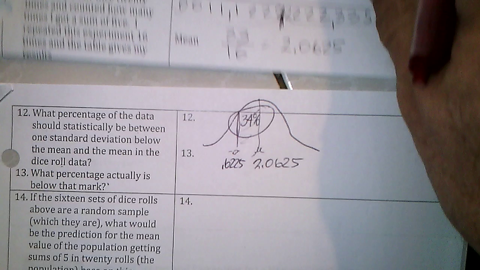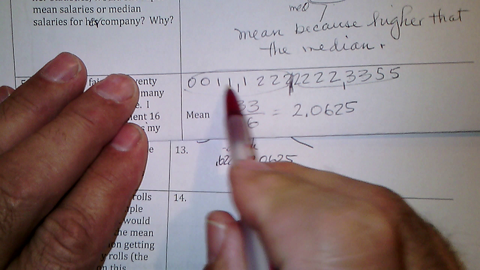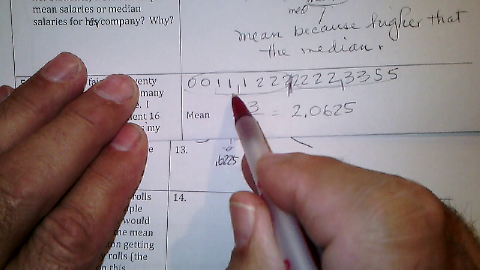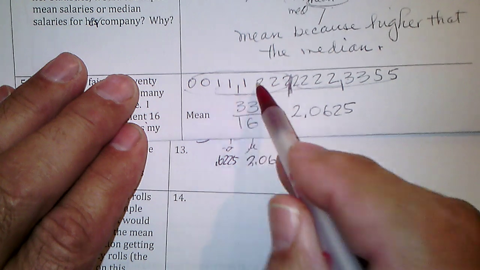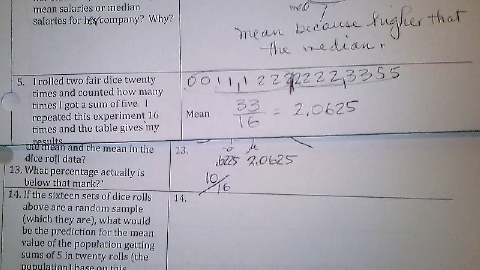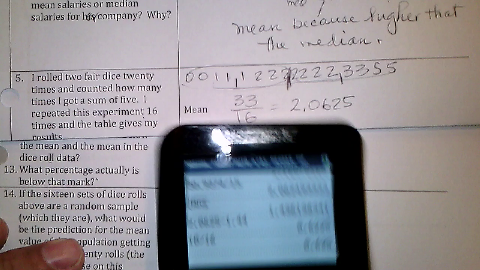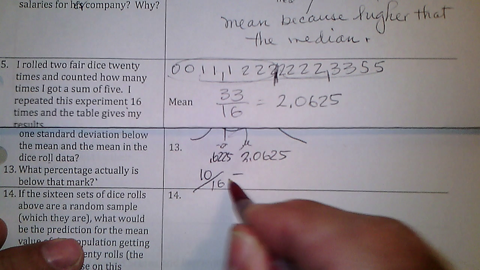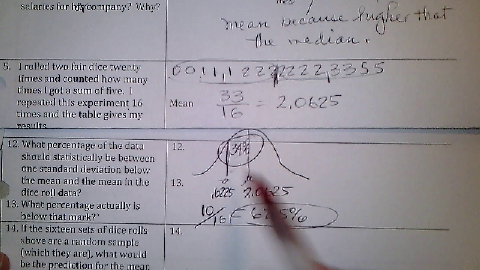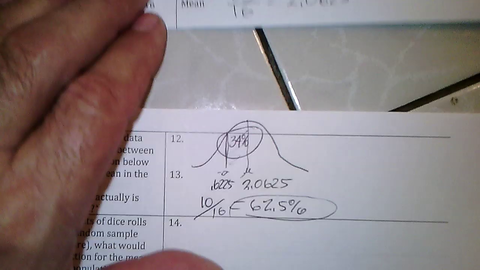Now, which of these data values are between, so they have to be bigger than 0.6, well, that would be 1 and up, and less than 2.06, so that'd be all the 1s and 2s. So there's 1, 2, 3, 4, 5, 6, 7, 9, 10 of them out of the 16, which is 62.5%. So 62.5% are in this one standard deviation below. 34 is what's statistically predicted to be there. Okay.